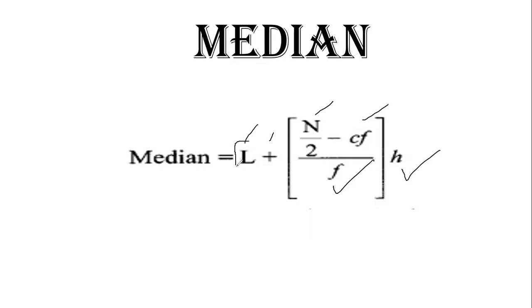L means lower limit. N means number of frequency, total number of frequency. CF means cumulative frequency, and F means the class selected frequency. H means distance between the class. So that we're going to see in our practice set 6.2.